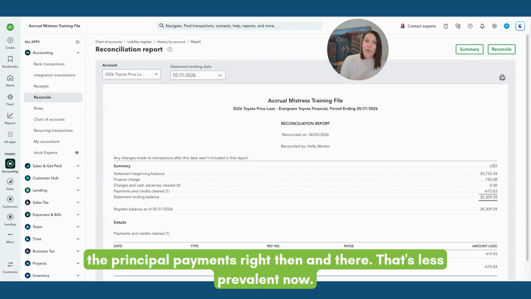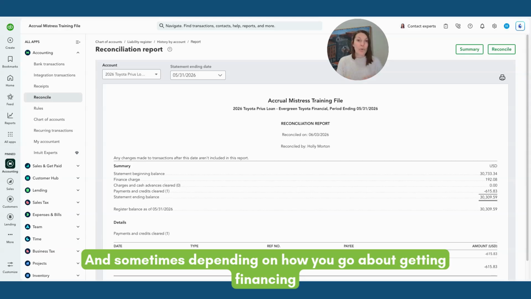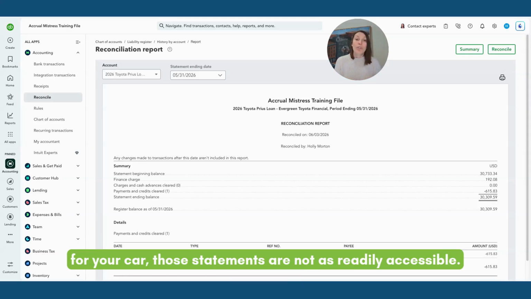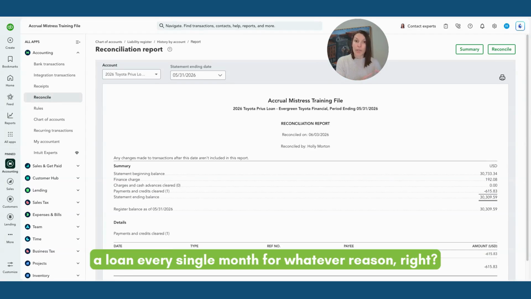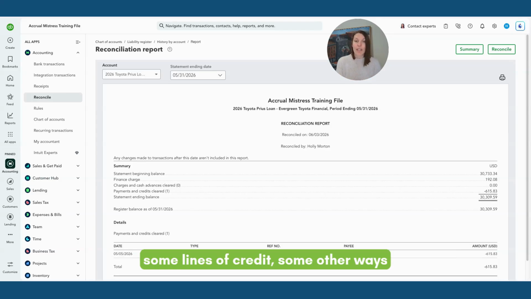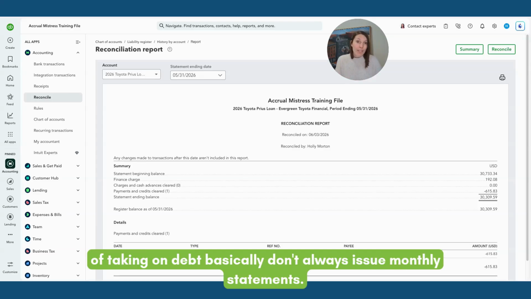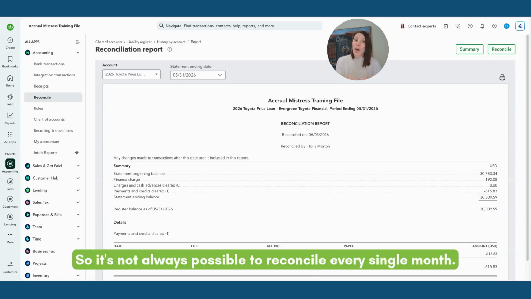So I was able to recognize the interest and the principal payments right then and there. That's less prevalent now, and sometimes depending on how you go about getting financing for your car, those statements are not as readily accessible. So one thing to keep in mind here is that if you are not reconciling a loan every single month for whatever reason, right? If you are able to, I always recommend it, but some loans, some lines of credit, some other ways of taking on debt basically don't always issue monthly statements. So it's not always possible to reconcile every single month.